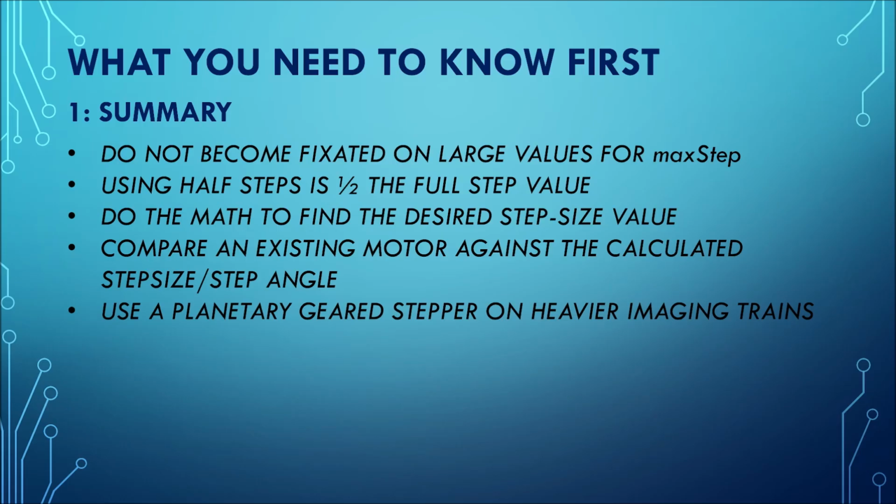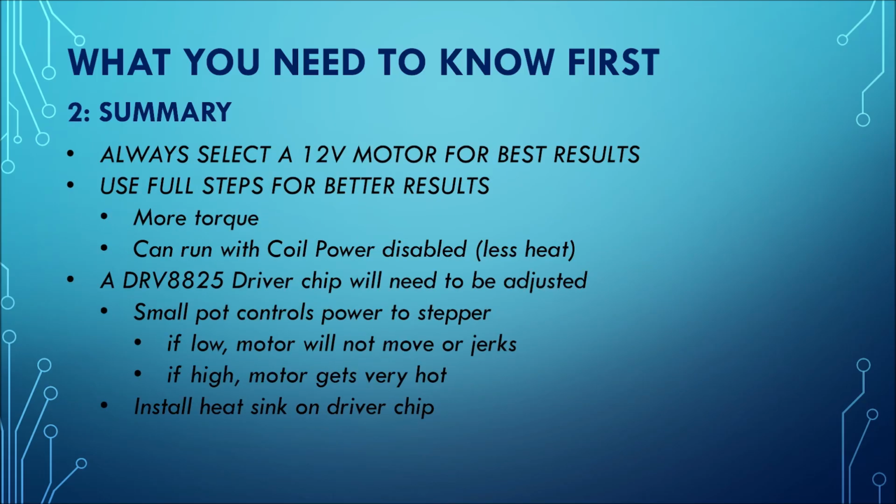It's very important to do the math to find that correct step size value and then compare it against other motors that are out there that you can purchase and buy, which are going to give you a close enough figure to step size. And if you're using a heavy imaging train, you've really got no choice but to use a planetary geared stepper motor. And lastly, you always need to use a 12-volt motor for best results. It's pointless using a 5-volt stepper motor. That's the BYJ motor I'm talking about.